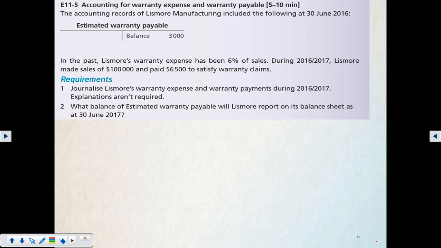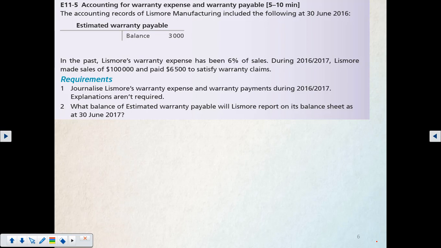First, we try to calculate warranty expense. Question number 11.5. Simple. How much is going to be warranty expense? Like the last one, 6% or 6,500? What do you think? Okay, 6%. Very good. Don't be confused between the payment and the expense.